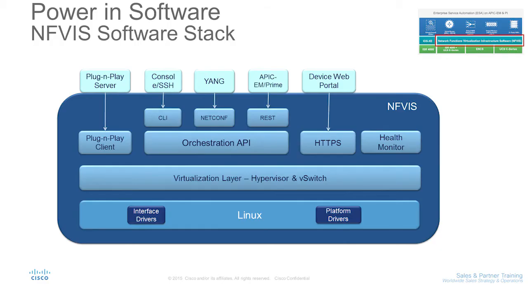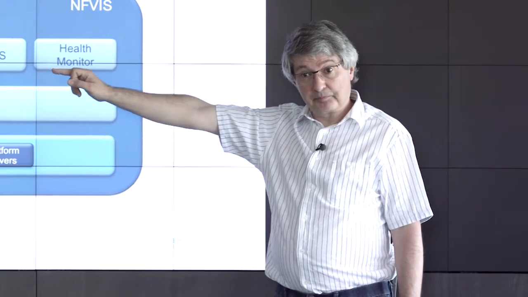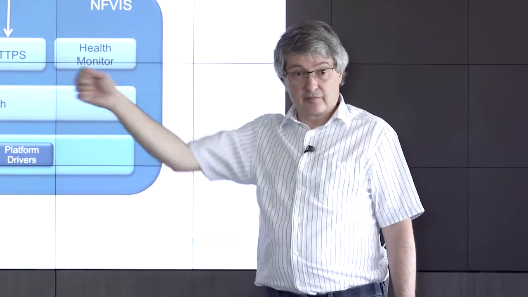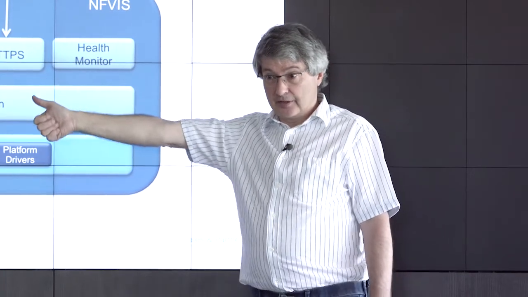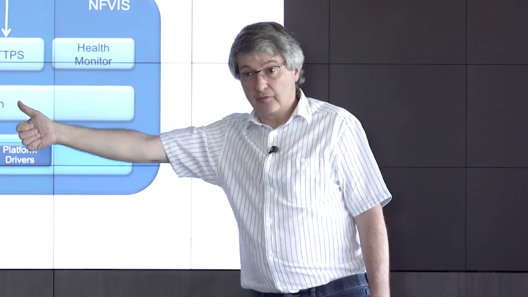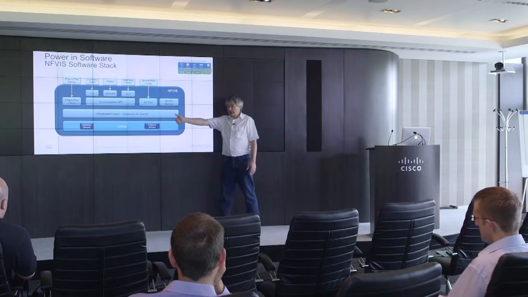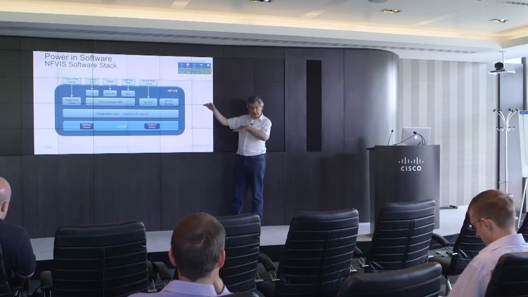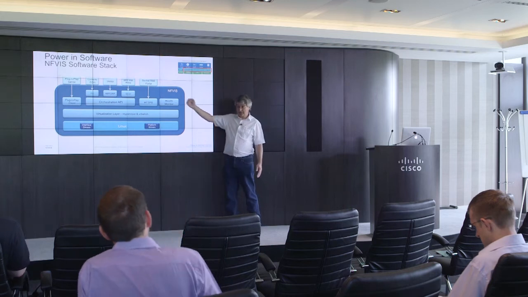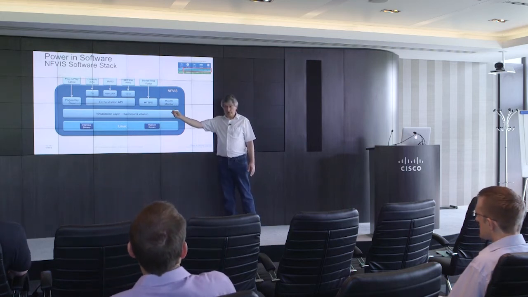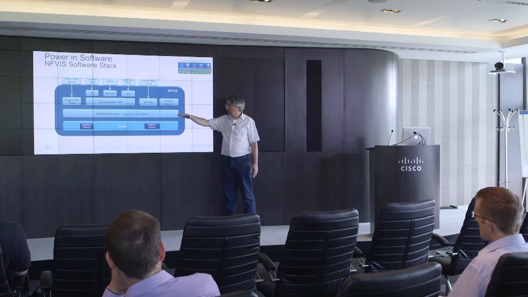So NFVIS, this is a purpose-built operating system that we've developed to provide the client side of this orchestration processing. It starts with a plug-and-play client that can talk to APIC-EM that can actually be used for zero-touch deployment of the UCS part of the platform out in the branch. So this works in the same way. We talk about plug and play later on in the day. This works in the same way to be able to give you real fast automation of getting the hardware up and running in the branch.